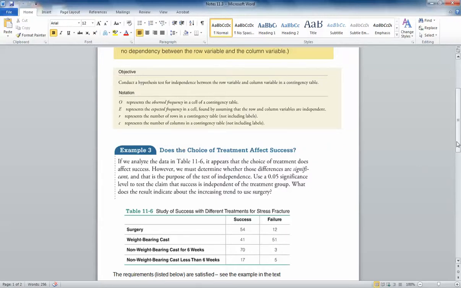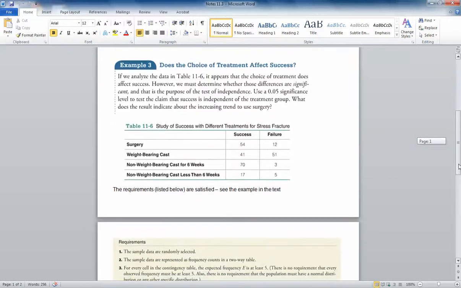So in our example, does the choice of treatment affect success? In this table, we have a choice of treatment; we're studying the successes with different treatments for a stress fracture. On surgery, there were 54 successes, 12 failures. Weight-bearing cast, 41 successes, 51 failures. Non-weight-bearing, and non-weight-bearing cast for less than 6 weeks.